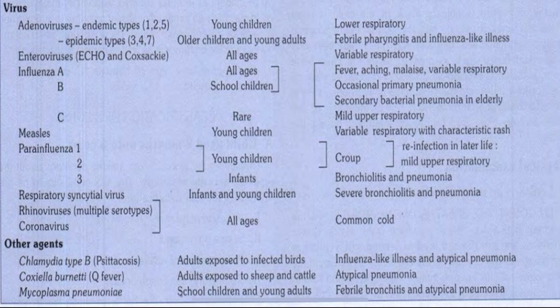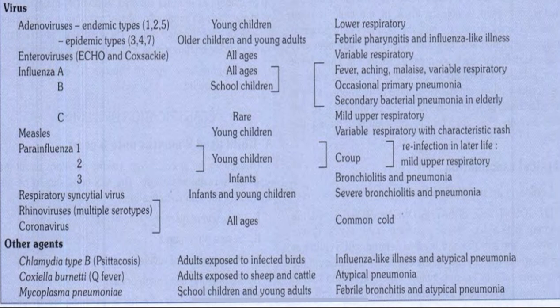Parainfluenza types 1, 2 and 3. Types 1, 2 will affect young children, and they will present with croup. Reinfection can also occur in later life, and mild upper respiratory infections are seen. Parainfluenza type 3 will affect infants, causing bronchiolitis and pneumonia. Respiratory syncytial virus will affect infants and young children, causing severe bronchiolitis and pneumonia.